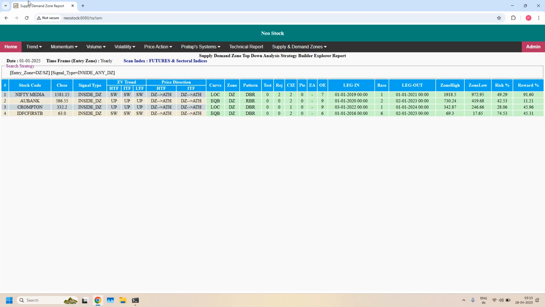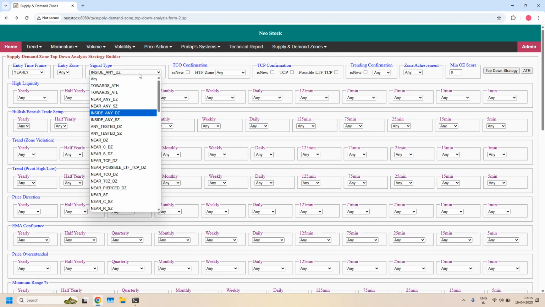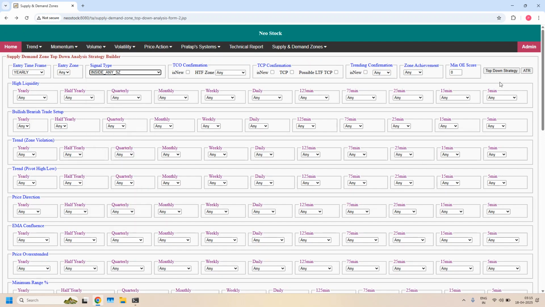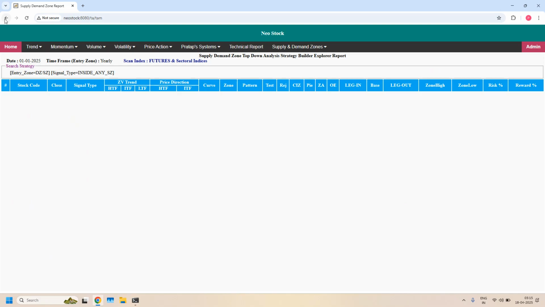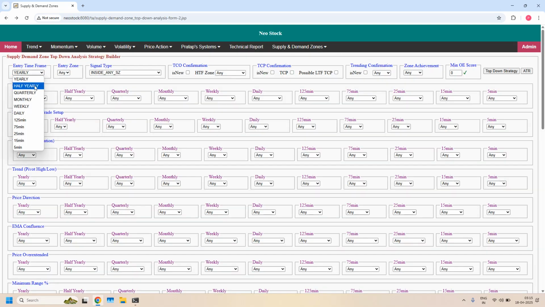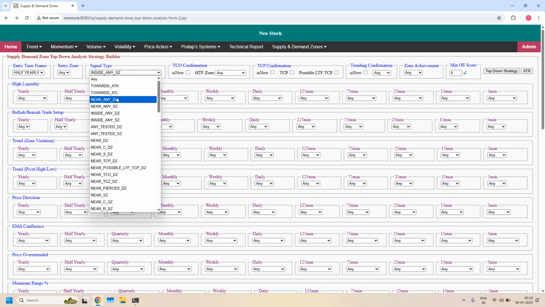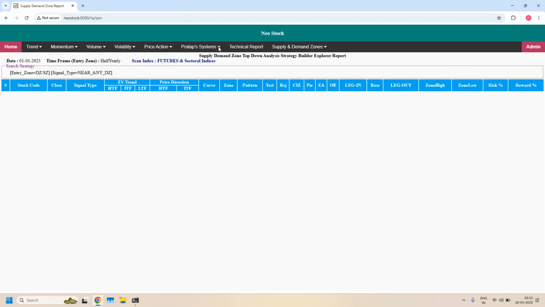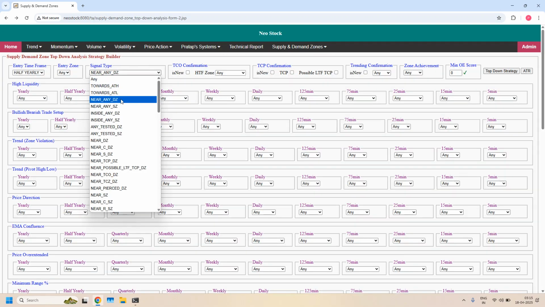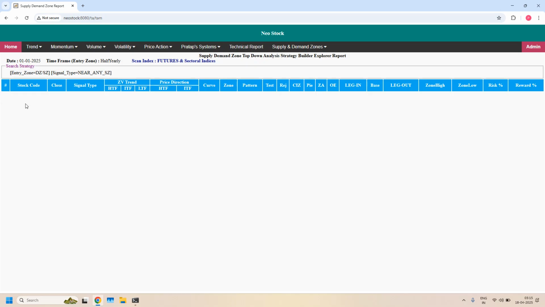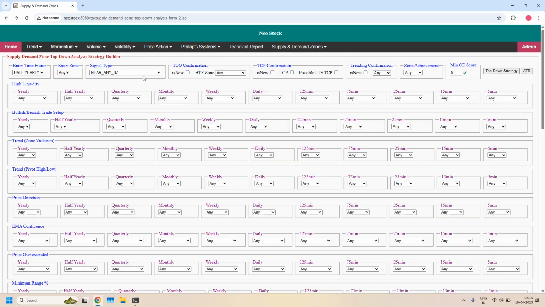Okay, next report, going back. Price closed inside the yearly supply zone. We don't have any stocks. Next time frame, half yearly time frame. Stocks near half yearly demand zone. No stocks are available. Stocks near half yearly supply zone also, we don't have any stocks.